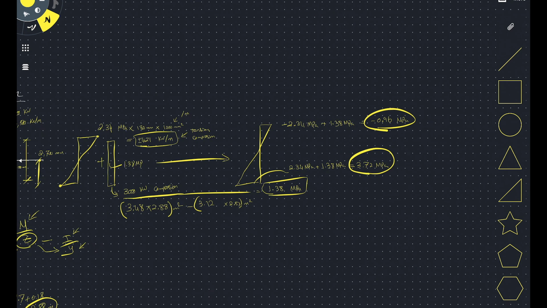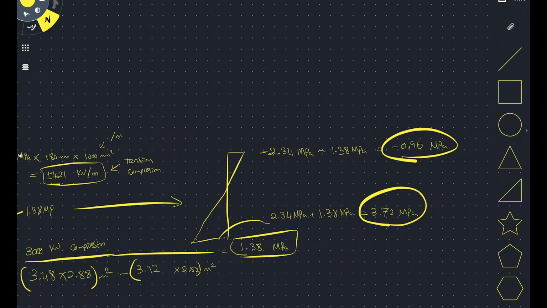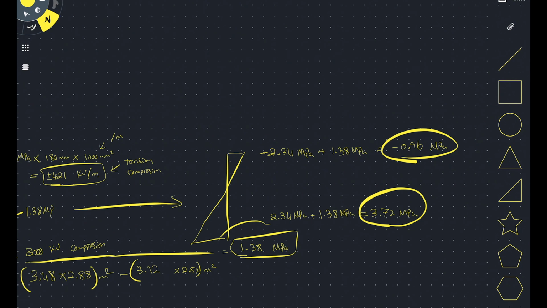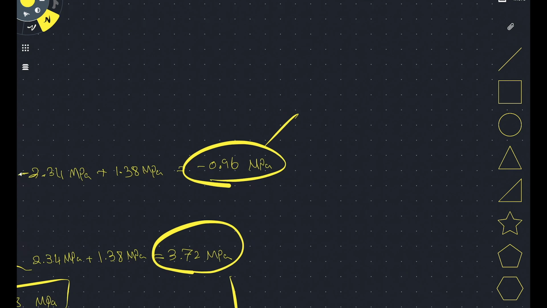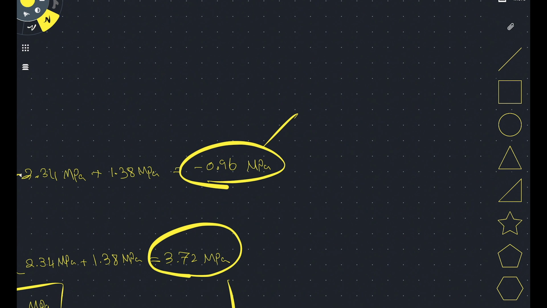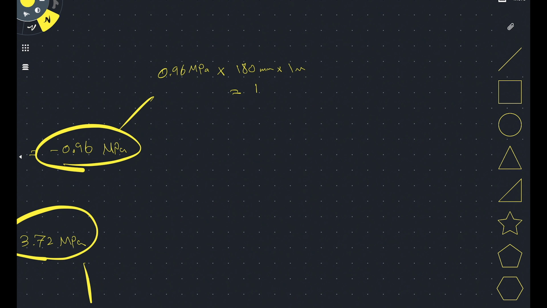And it is important to consider your compression because, as you can see, it actually helps you to reduce the tension, which you are using the steel reinforcement to resist, and it helps you to check for the realistic compression stress at the flanges, which you might be overlooking. Now that I've got my 0.96 MPa, I can work out my final tension force, which is times by 180 millimeter times by a meter long, which works out to be 173 kilonewton per meter.